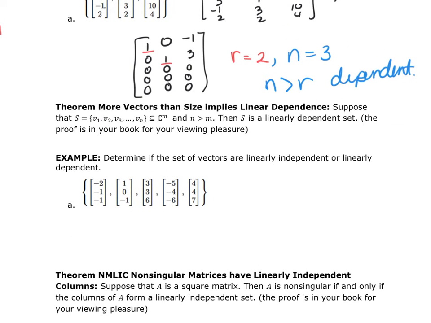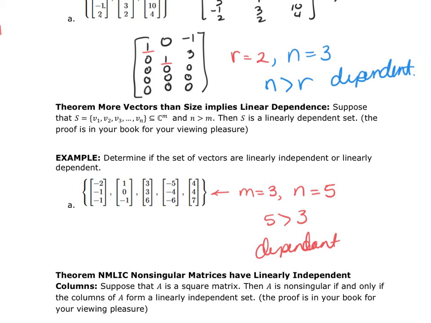So that gives me this next theorem. It says, suppose that I have more vectors than I have entries. It has more vectors than I have entries in each vector. That tells me right out of the gate that it is linearly dependent. So if I take a look at this, the number of entries M is 3, but the number of vectors I have is 5. Because my 5 is larger than 3, then just by inspection, I know that this is dependent.